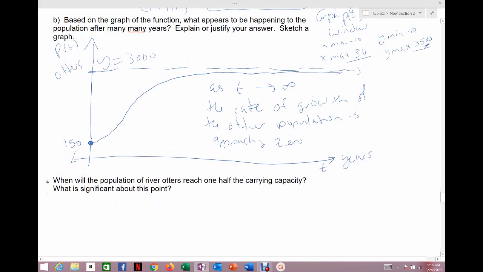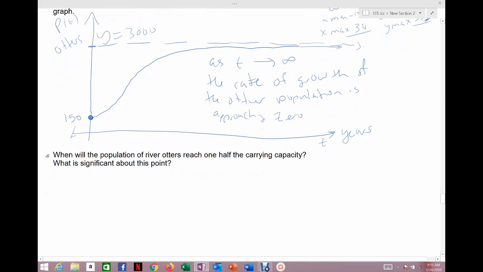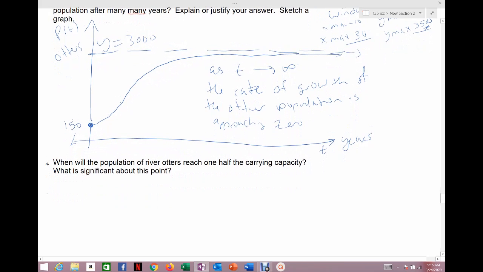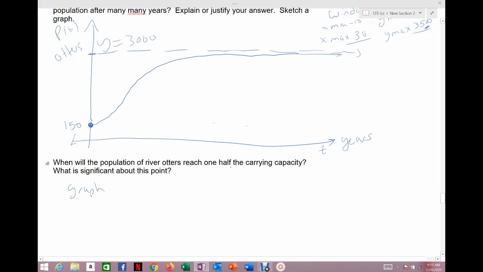Alright, the second part here. When will the population of river otters reach 1/2 its carrying capacity, and what is significant about that fact? You can solve this graphically or by hand. It's just up to you. So if you're solving it graphically, there's the graph that's on your calculator. What you're going to do is graph when it reached 1/2 carrying capacity. So at 1/2 the 3,000, that would be 1,500.